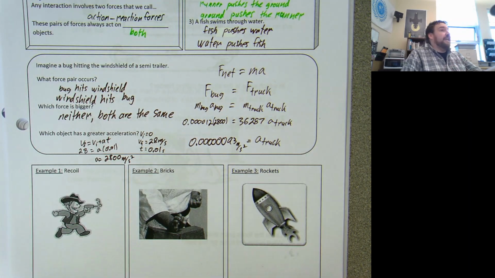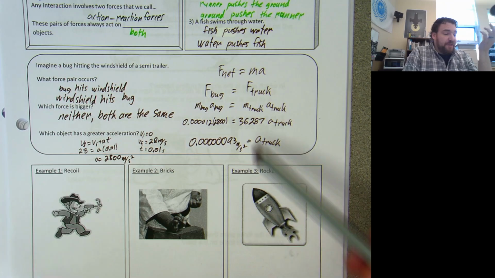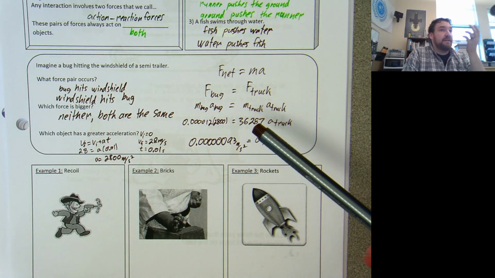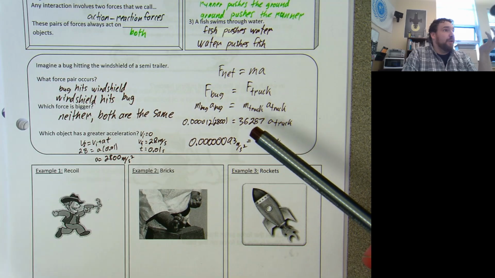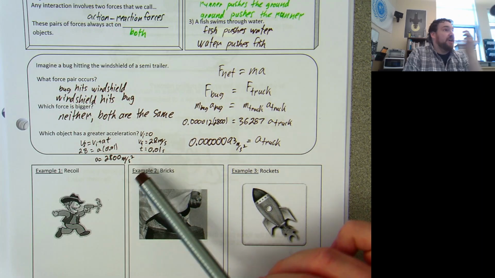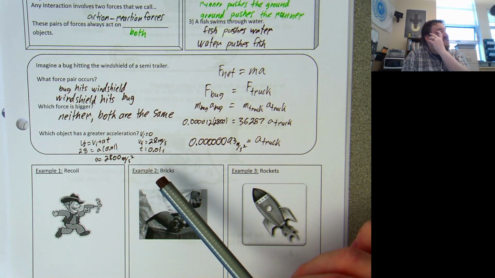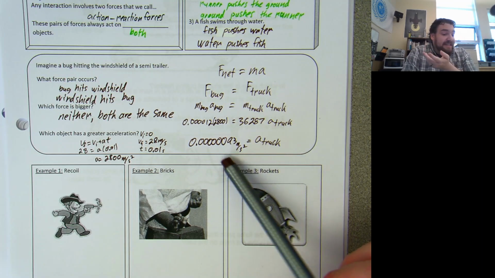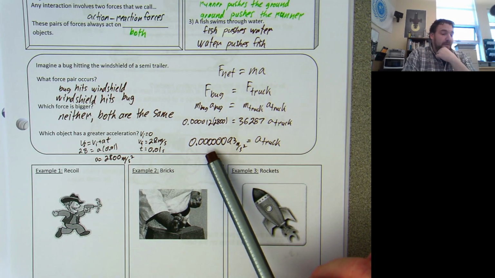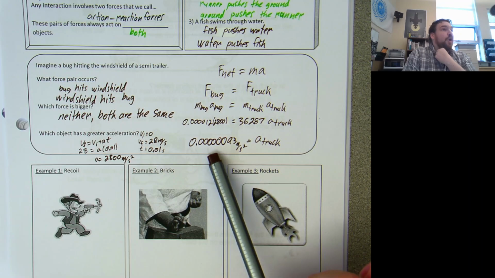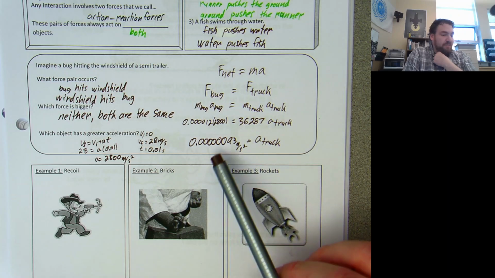The forces are equal and opposite. The accelerations are decidedly not. So it's not the force that kills the bug. What is it? It's the acceleration that the bug undergoes. The acceleration on the bug caused by the truck causes the thing to disintegrate. There is an acceleration on the truck, but it's so small, it's not noticeable.